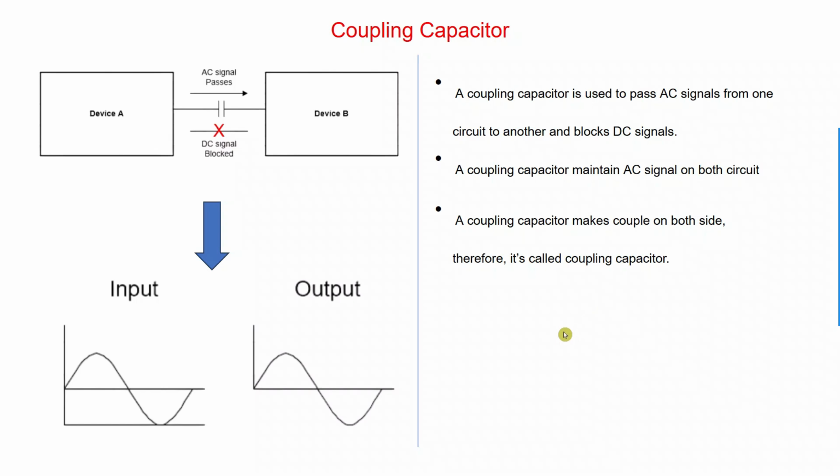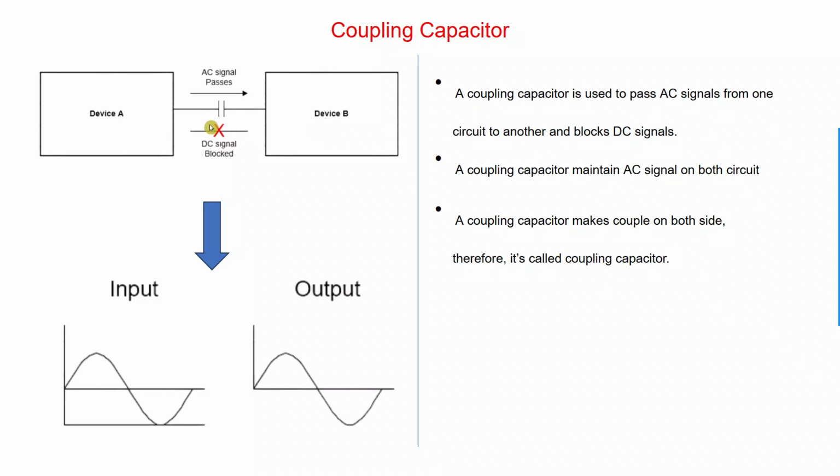First of all, let me explain what is the coupling capacitor. So basically I am considering two devices, device A and device B. So this is the coupling capacitor placed in series between two devices, device A and device B.